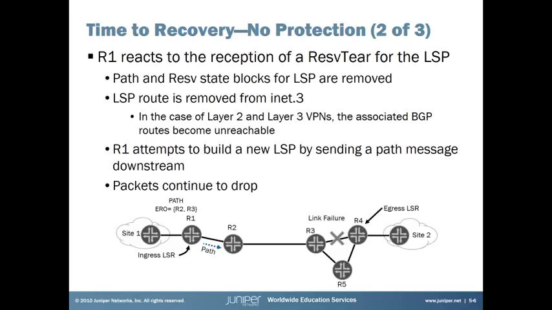R1 will then attempt to build a new LSP by sending a path message downstream, and while all this is going on, packets continue to drop. So first we have an error, so let's pull the path down, and now the next process is, let's build a whole new path. The process of even building a new path and getting that up can take a minute, maybe more. It doesn't even include the time it takes to tear down the old path first and recognize that there's been an error. So this is not a fast process.